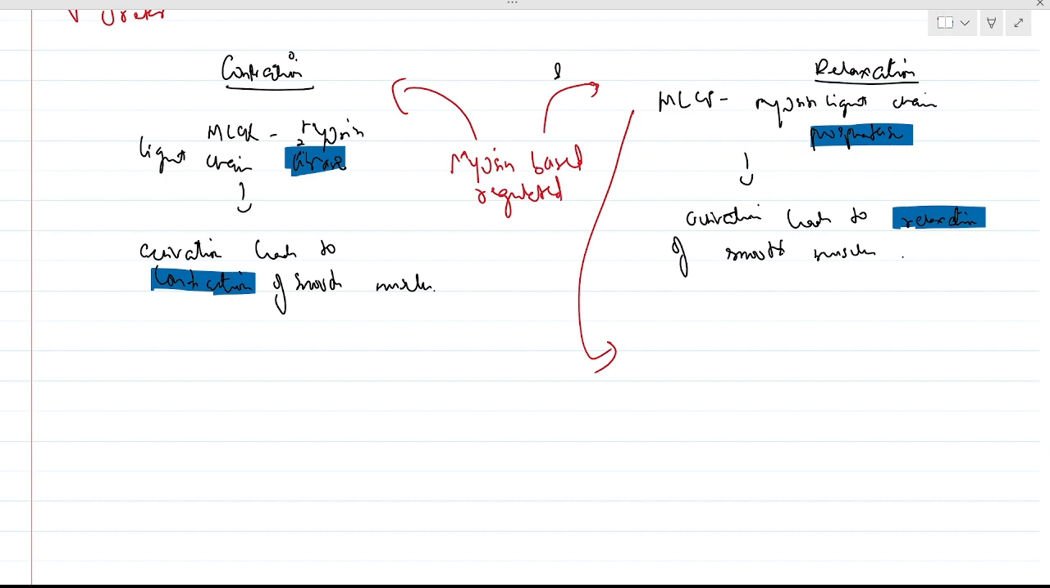This relaxation MLCP is inhibited by a group of enzymes. Sorry, I'm writing very ugly here, I don't know why. Inhibited by a group of enzymes. This enzyme group is called Rho kinases. They interfere with relaxation.